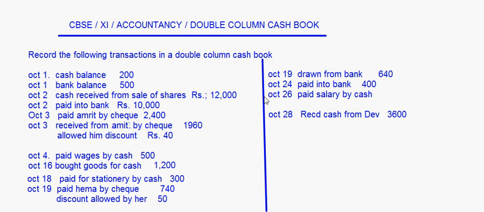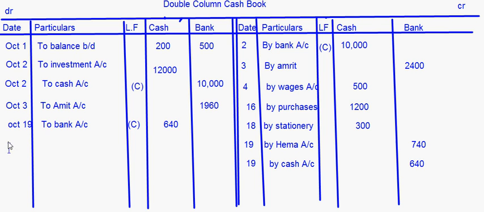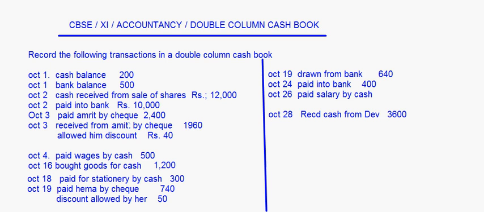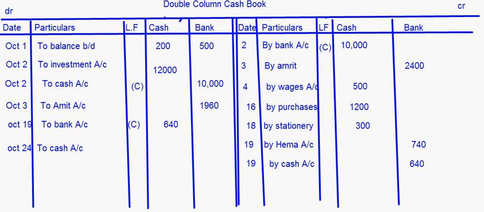Paid into bank once again, October 24th, paid into bank. So when you pay into bank, bank balance increases, right? So you will write to cash account, and in the bank column you will write the amount, because bank balance is increasing here. The amount is how much? Paid into bank 400, right? So here you are going to have to cash account, so here it will be 400, right?